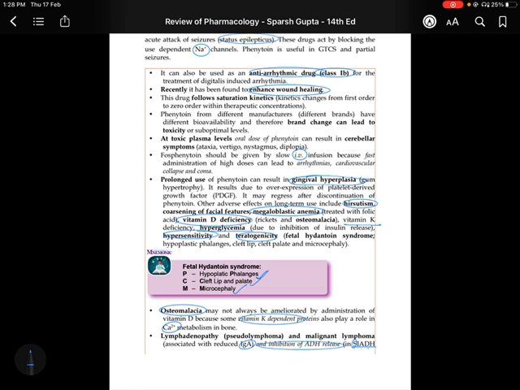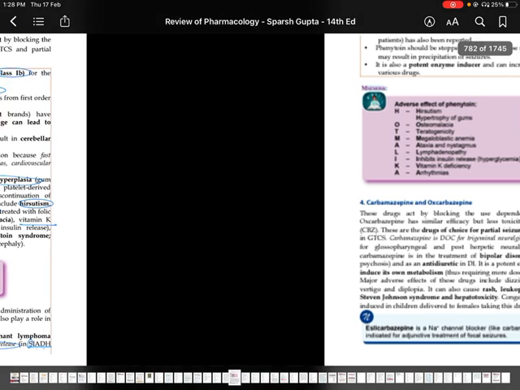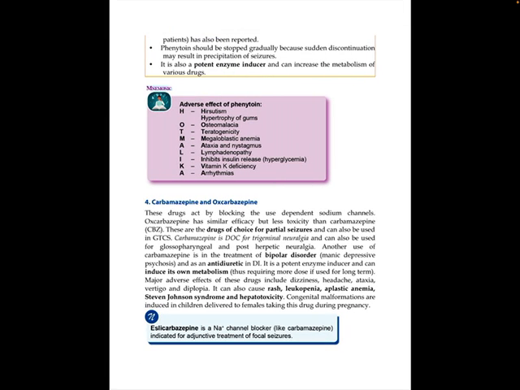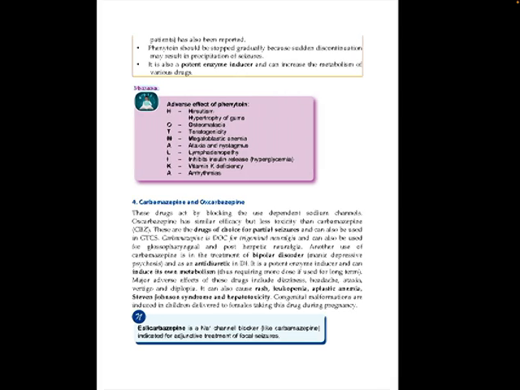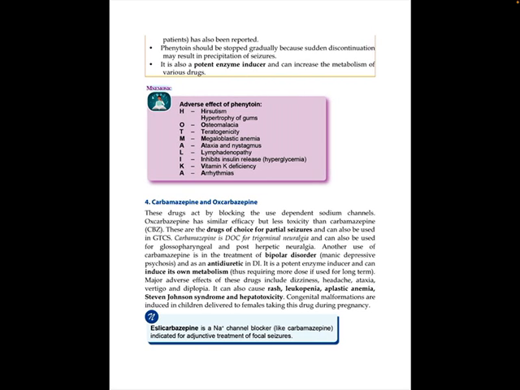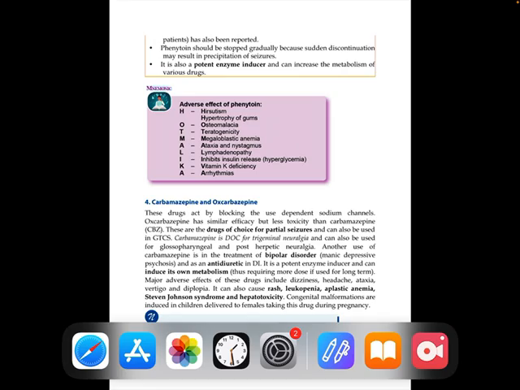Malignant lymphoma is associated with this. Now, phenytoin should be stopped gradually because discontinuation may result in precipitation of seizures, and it's also potent obviously. So because GPR is graceful in cell phone, it's phenytoin only.